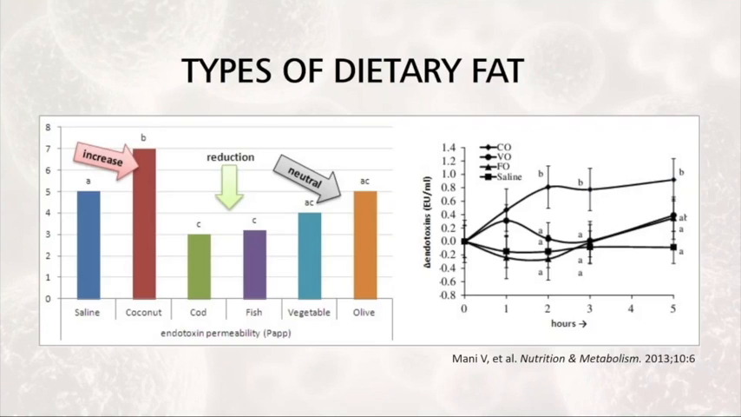As we mentioned, there are different kinds of fats that we can eat in our diet. And these various types of fats, depending on what kind they are, can actually cause an increase or reduction in the amount of LPS. And again, high saturated fat diet could cause the levels of LPS to increase, whereas you can see the more healthy omega-3 type of fats can actually cause a reduction. And the monounsaturated fats like olive oil may actually cause a neutral response, almost like saline itself.